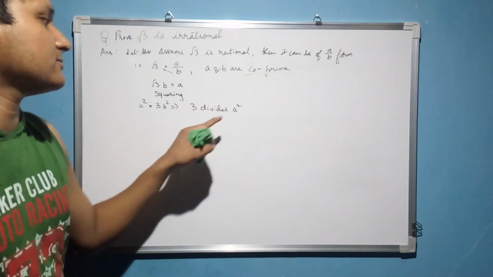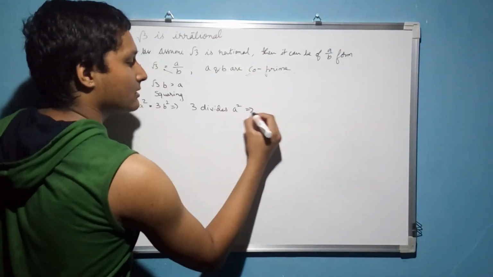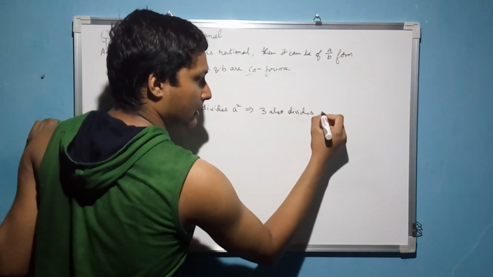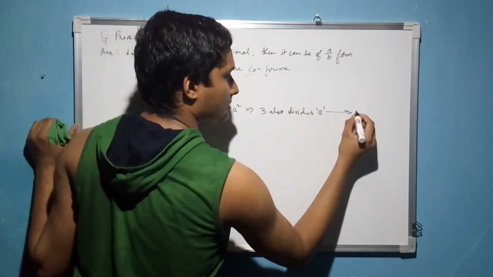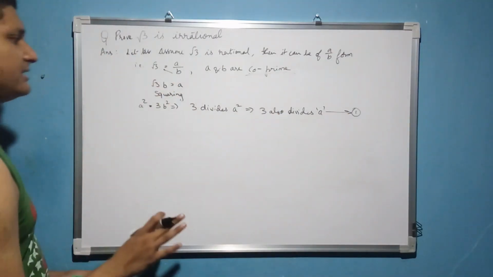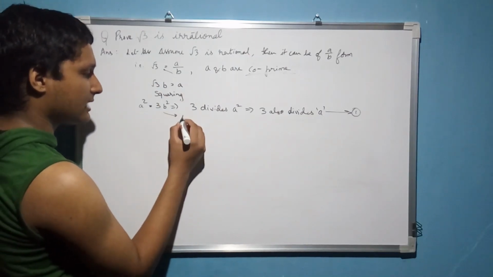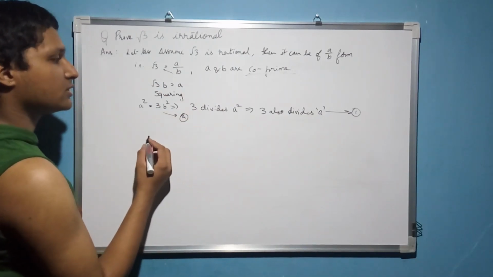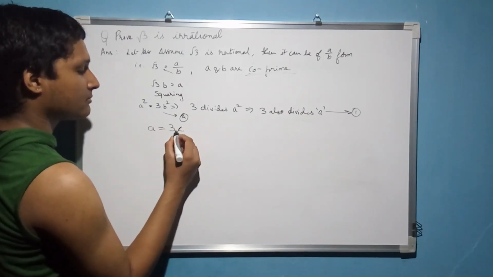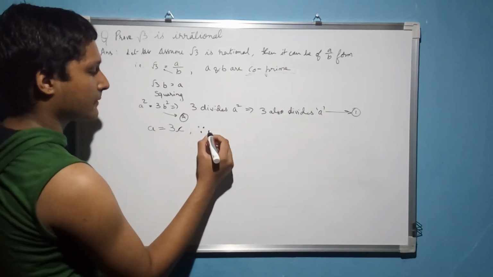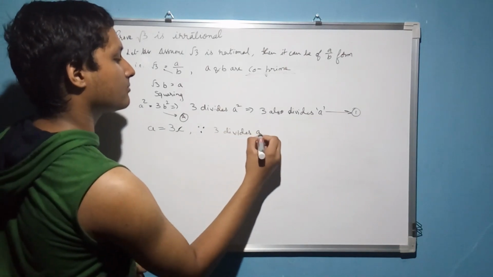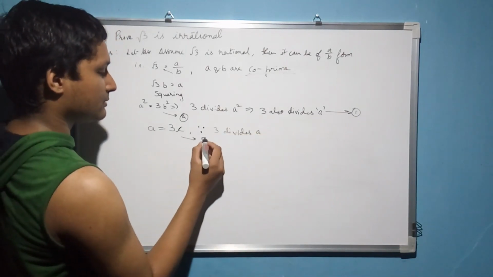But from the theorem we just learned, it says that if P divides a square, then P divides a. So what do we conclude now? Then 3 also divides a. This is one statement. That means that 3 is a factor of a. Let me mark this as equation A. So a can be written as 3c, since 3 divides a. Let me mark this as equation B.